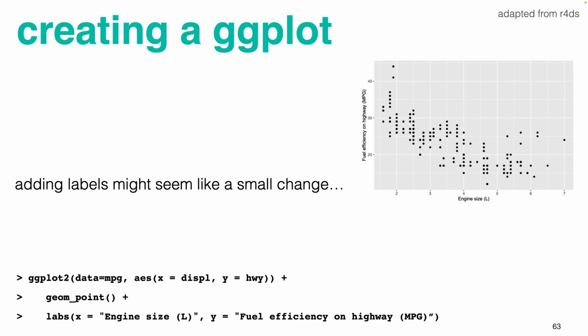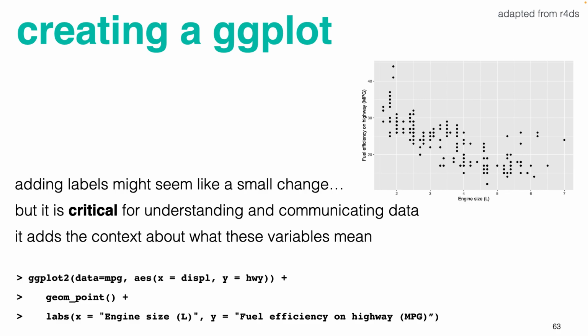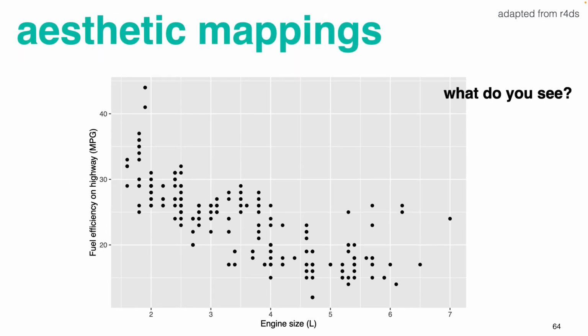So adding labels might seem like a small change, same for the title, but it's critical for understanding and communicating data, as we've seen. It adds the context of what these variables mean. When I go through my slides, sometimes I'll skip this step, but in a report or whenever creating something for anyone to consume, you want to add that extra information. So now that we've created this plot, what do you see? Do we see any trends? Do we have an answer for our question?